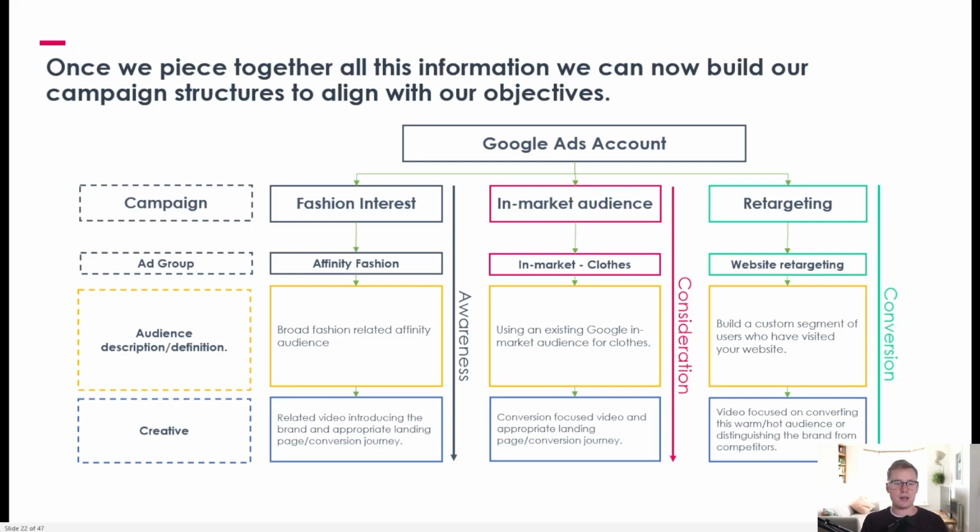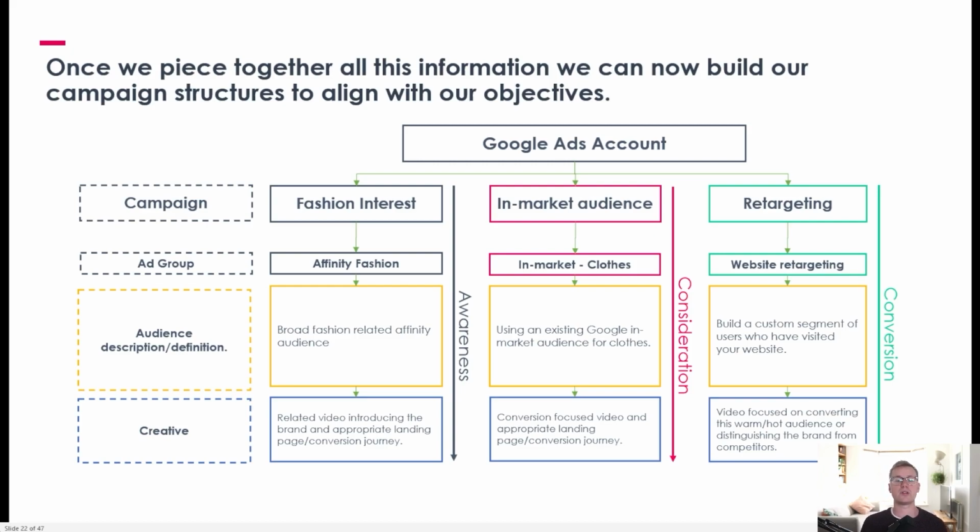Next, I'm going to input that affinity audience into that ad group. So I've named my ad group Affinity Fashion, name it whatever you want. All I'll say is make it clear what your campaign's for and what your ad group's for so you don't get confused. Because if you start running lots of different campaigns, lots of different ad groups, it does get confusing, trust me. Now I want to have a creative associated with that audience. So I want a related video introducing the brand and an appropriate landing page and conversion journey from there on out. Like I say, this is a reach campaign. You're not going to get a huge amount of clicks, but you will get some. So make sure they're being directed to the relevant page.